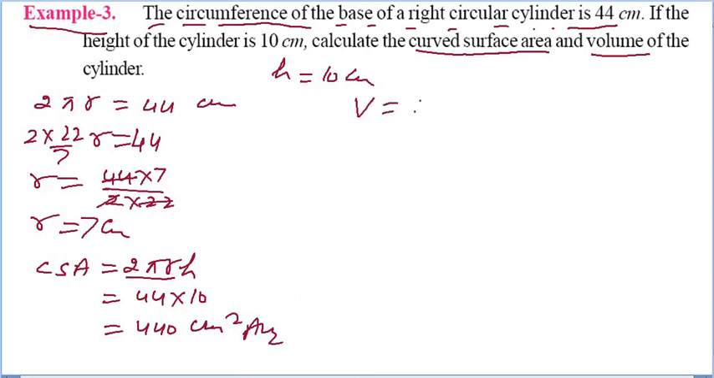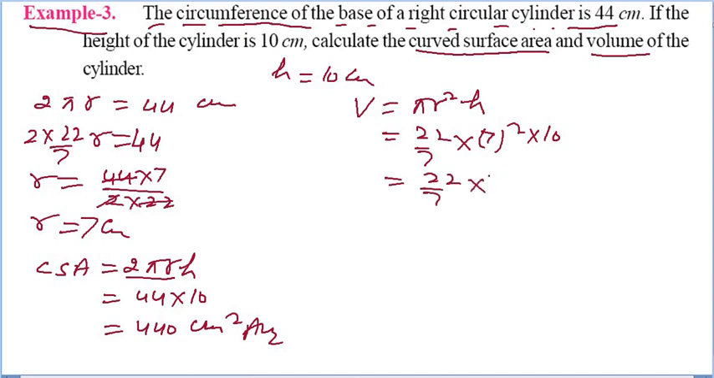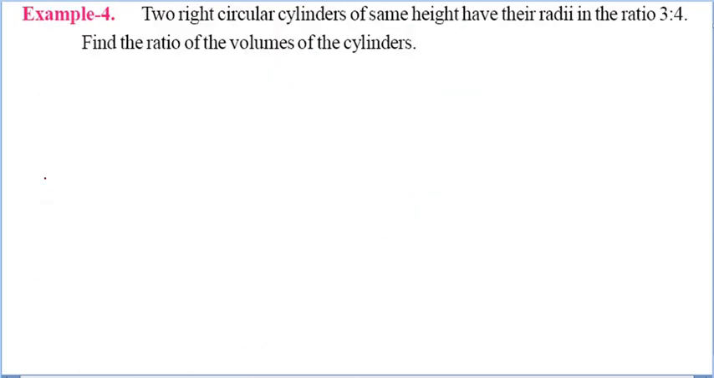Now the volume V is equal to pi r square h. Pi is 22 upon 7, r is 7 and h is given as 10. So you can say 22 upon 7 into 49 into 10. So you can divide this 7 to the 14, and so on, and it comes to 1540 centimeter cube, and it is your answer. Now come to example number 4.